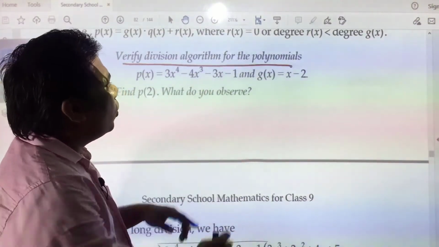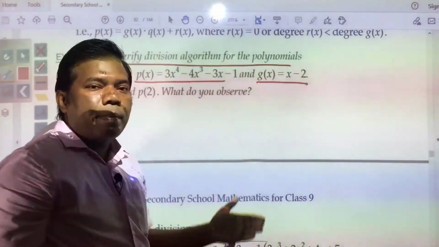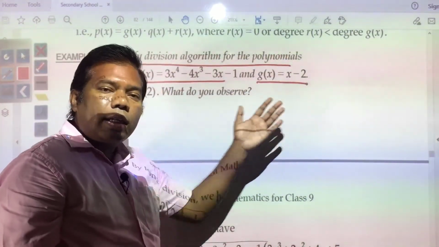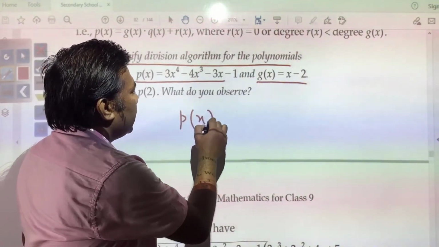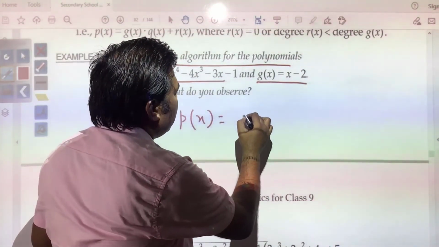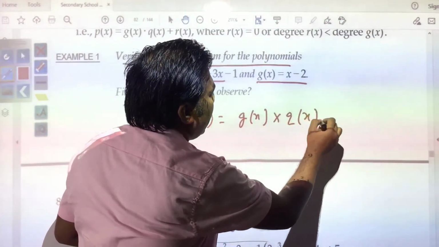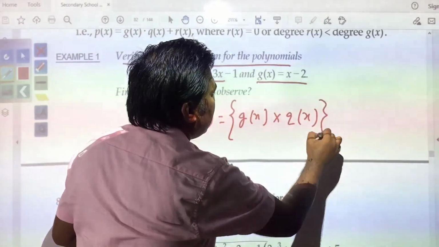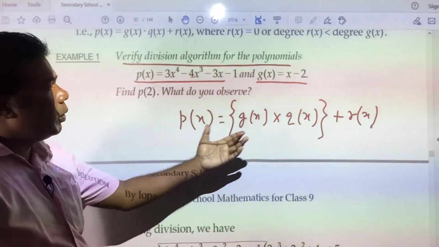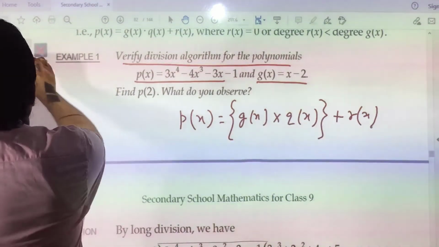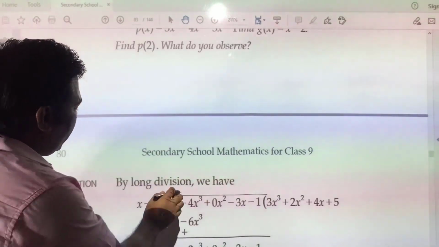So, what will you do? You will divide this P(x) by G(x). Some Q(x) you will get and some R(x) you will get, and then you will write P(x) is equal to G(x) into Q(x) plus R(x). So, that is true or not, you need to verify that. Here you see how it has been solved, and even you need to find out P(2) also.